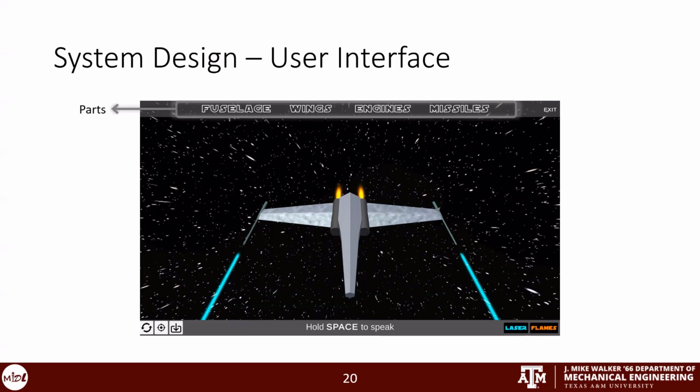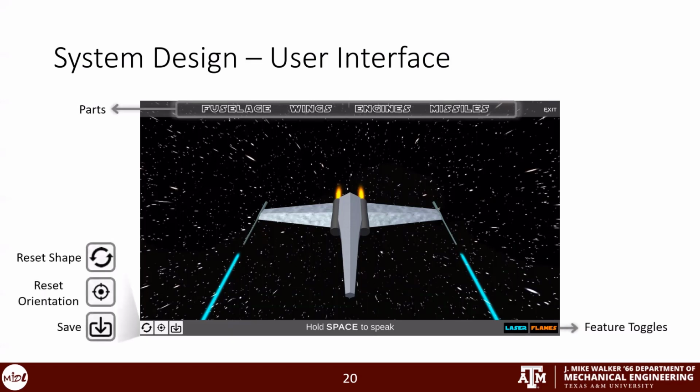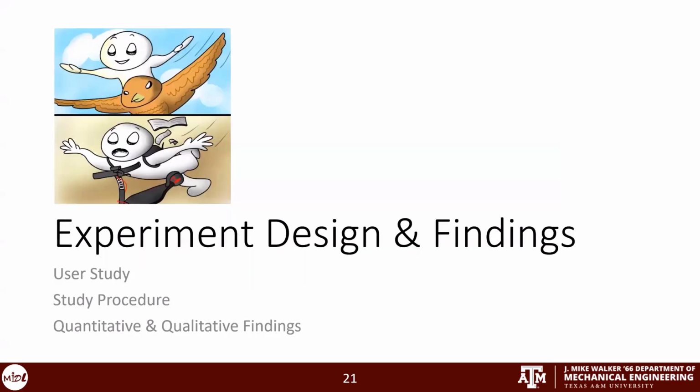The UI clearly shows the labels of the parts that the users can modify, and also provides buttons for simple tasks such as resetting the shape and orientation, saving designs, or toggling the lasers and flames on or off. With this, we conclude our system design, and now I'll talk about the experiment design and our findings from the user studies.